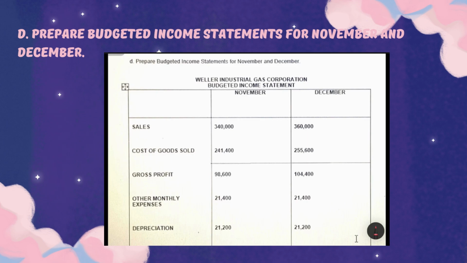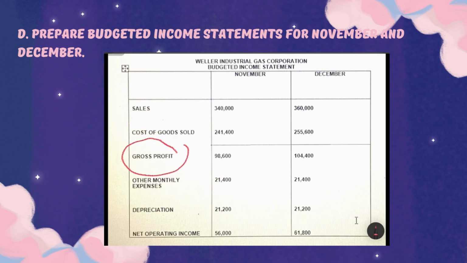Prepare budgeted income statement for November and December. So now let's prepare a budgeted income statement for company Weller Industrial Gas Corporation for November and December. Okay, firstly, let's prepare for November. The sales is 340,000 minus cost of goods sold 241,400, and the answer is 98,600, the amount for gross profit. Now other monthly expenses is 21,400 and depreciation is 21,200, and net operating income we get 56,000.